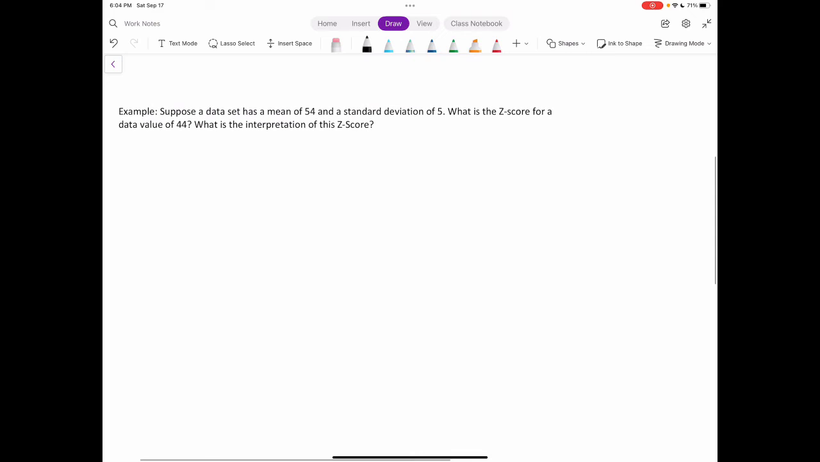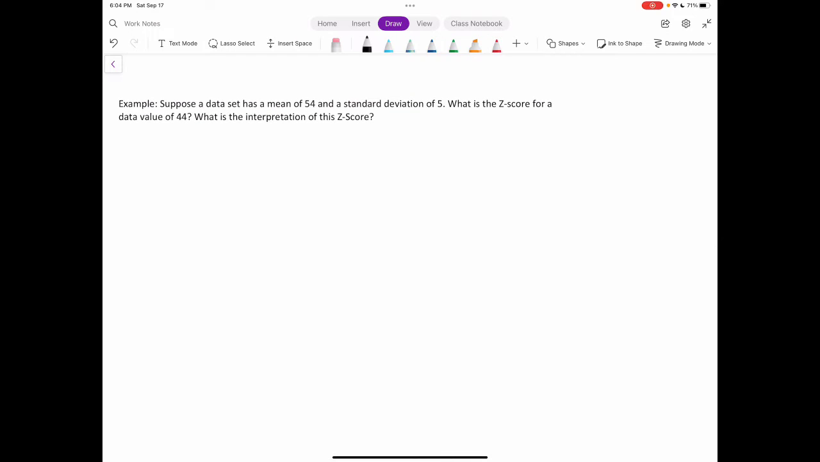For example, suppose a data set has a mean of 54 and a standard deviation of 5. What is the z-score for a data value of 44? What is the interpretation of this z-score?